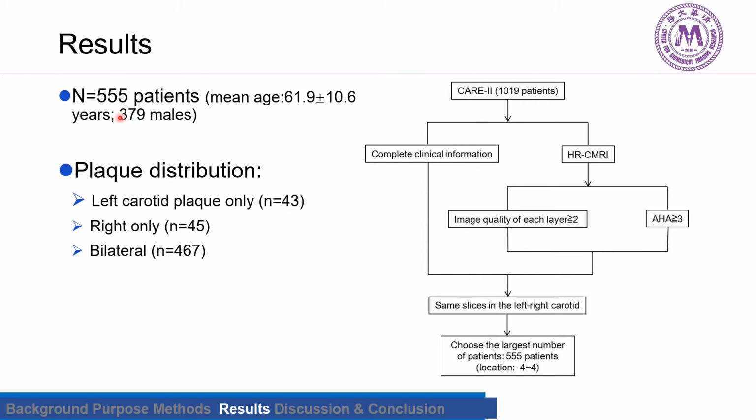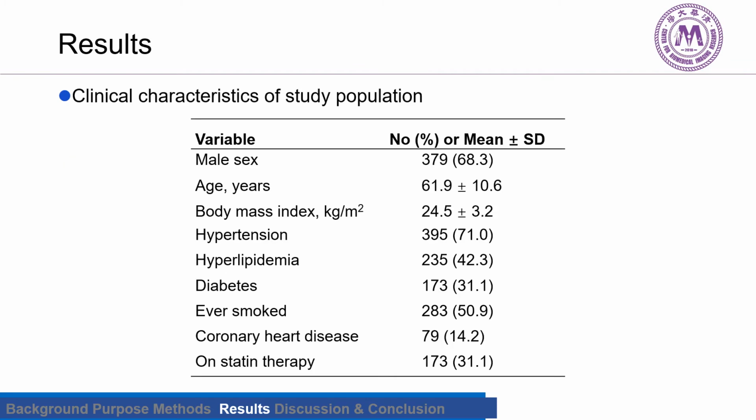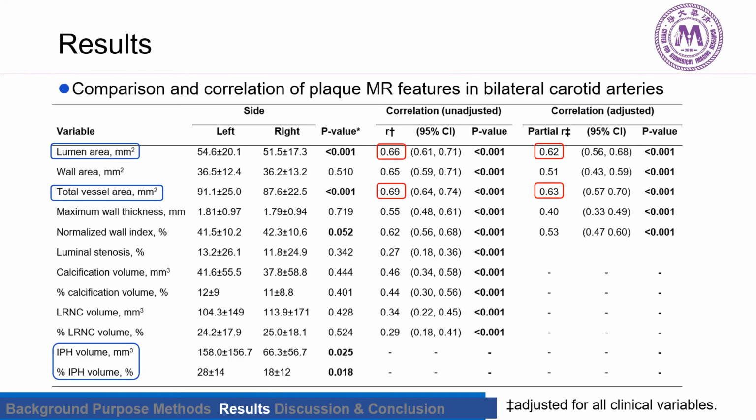Totally 555 patients were enrolled in this study, with a mean age of 61.9 years. 379 of them are males. The plaque distribution in this study is as follows. The table shows clinical characteristics of the study population. In this study, we found that carotids on the left side have significantly larger lumen area, total vessel area, intraplaque hemorrhage volume, and percent intraplaque hemorrhage volume than those on the right side.